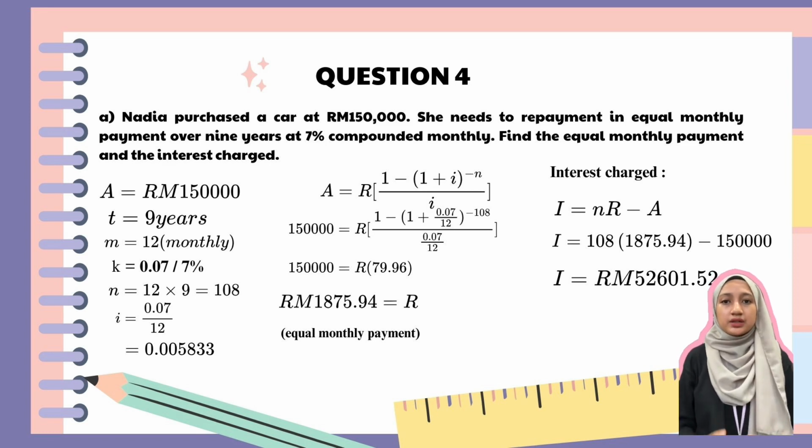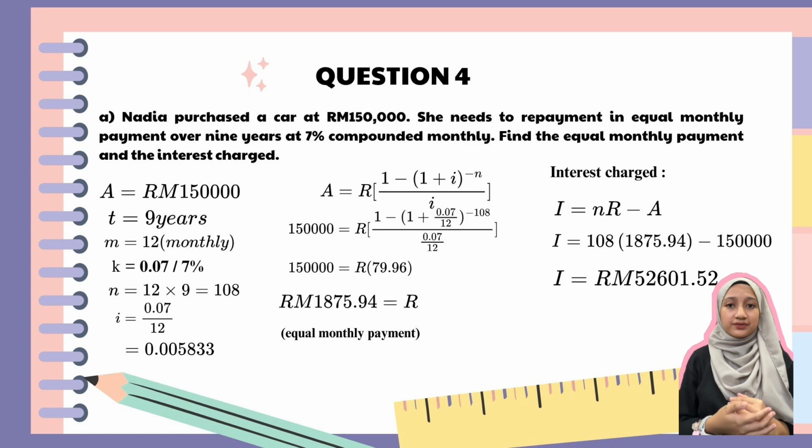First, we need to list all the information given in this question. We need to identify A, M, N, T, K, and I. From this question, A is 150,000 ringgit, M is the compounded monthly, known as 12, T is the year which is 9 years, and K is the rate compounded monthly, which is 7%. Next, we need to find N.